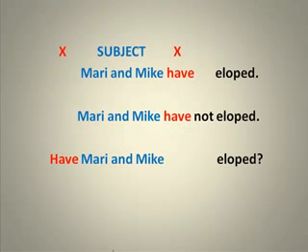Marie and Mike have eloped. Marie and Mike have not eloped. Have is the X word. I can move it to the front to make the yes or no question. Have Marie and Mike eloped? And I see that Marie and Mike are the words in that space between have and have. That's the subject. We're really starting to see that the subject is more a place in a sentence rather than any specific thing that we can explain.